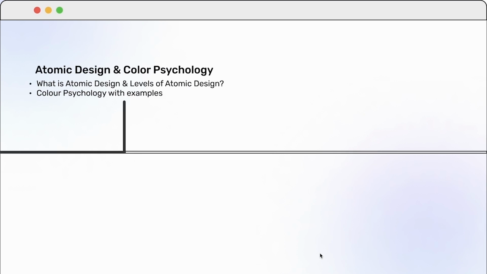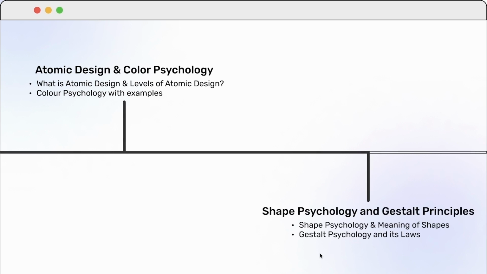After learning these, we move on to the next section and learn about the atomic design methodology and color psychology. We will explore how we can use atomic design methodology to create consistent, modular, and scalable design systems. Afterward, we will delve into color psychology and understand how to use it to create visually appealing, emotionally resonant, and user-friendly interfaces.